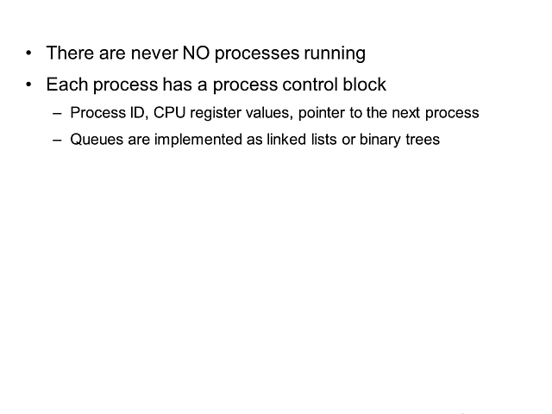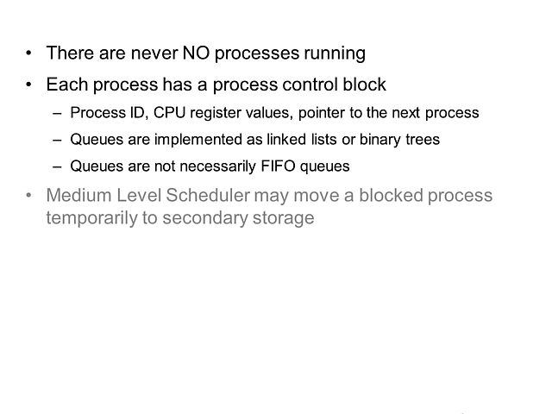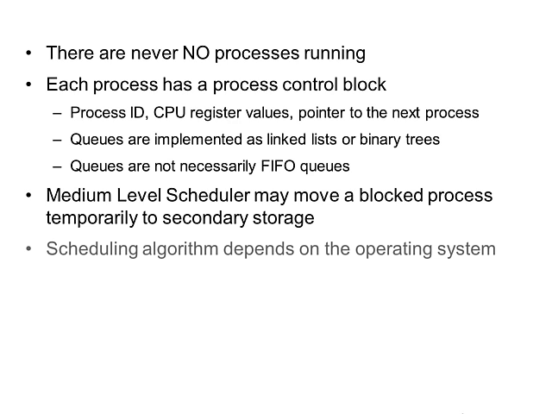This means that queues can be implemented as linked lists or as binary trees. In fact, these aren't first-in, first-out queues. They are usually priority queues, in which case the highest priority item is dequeued first. Another part of the system, known as the medium-level scheduler, might move a blocked process temporarily to secondary storage.